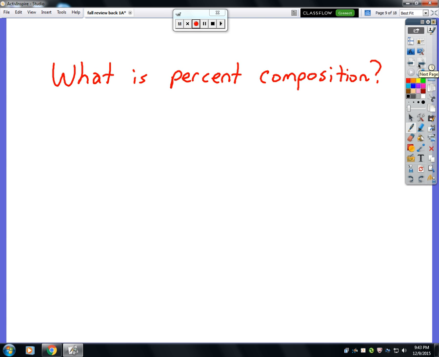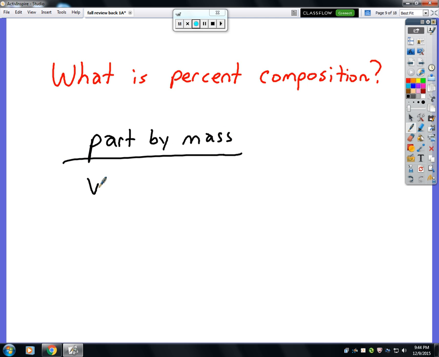That takes us to percent composition. And I know I'm moving fast, but you can always wind it back or just freeze the screen and look at it, okay? This is meant to be a review, not a teaching session. So what's percent composition? That's the part by mass over the whole by mass times 100.